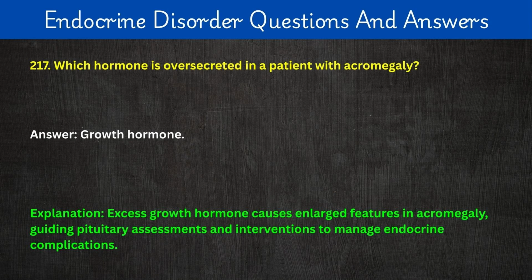217. Which hormone is oversecreted in a patient with acromegaly? Answer: growth hormone. Explanation: excess growth hormone causes enlarged features in acromegaly, guiding pituitary assessments and interventions to manage endocrine complications.